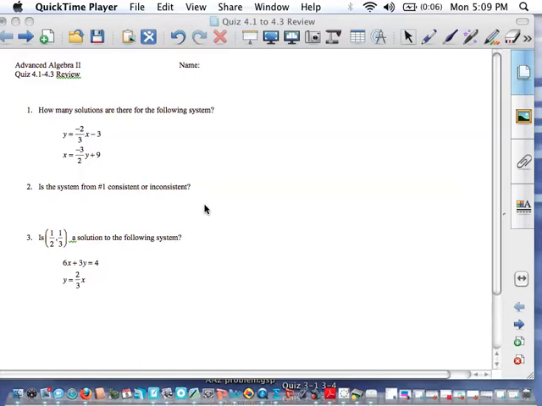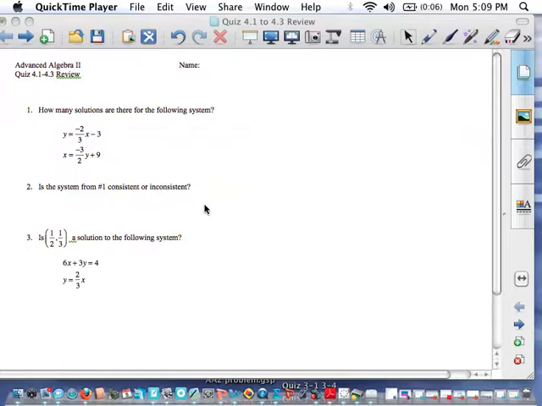Okay, let's take a look at the section 4.1 to 4.3 quiz review on systems of equations. Remember, we're using elimination, substitution, graphing, and we're going to solve a few word problems. So let's take a look at the first question.